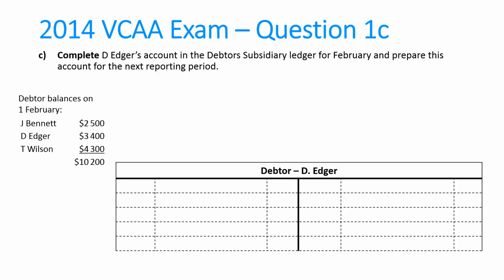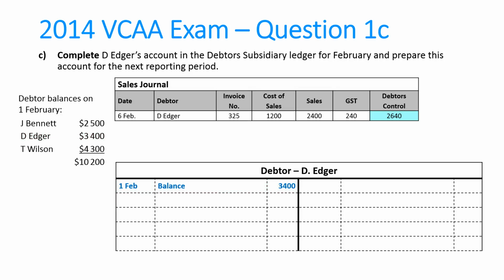So all we had to do was start from the beginning. The first thing we were told at the beginning of February was that D. Edger had a balance of $3,400. So that would have gone in as a debit on the 1st of Feb. Then during the month we needed to find all the sales that D. Edger made from us, or we made to him, on credit. In this case we have one on the 6th of February, and they bought $2,400 of goods plus GST for a total of $2,640.